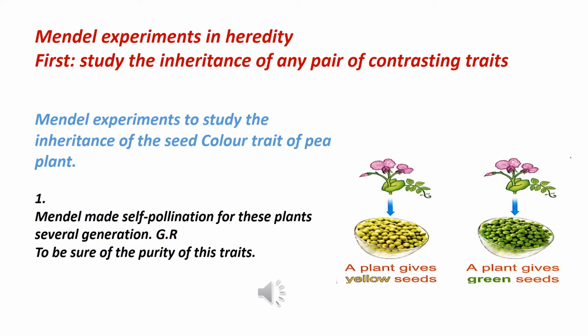Mendel's experiment to study the inheritance of the seed color trait of the pea plant. Mendel chose a pea plant that produces yellow seeds and other pea plants that produce green seeds. Then he made self-pollination for these plants for several generations to be sure of the purity of this trait. Mendel observed that the plants that have yellow seeds produce plants with yellow seeds, generation after generation, and also the plants that have green seeds produce plants with green seeds.